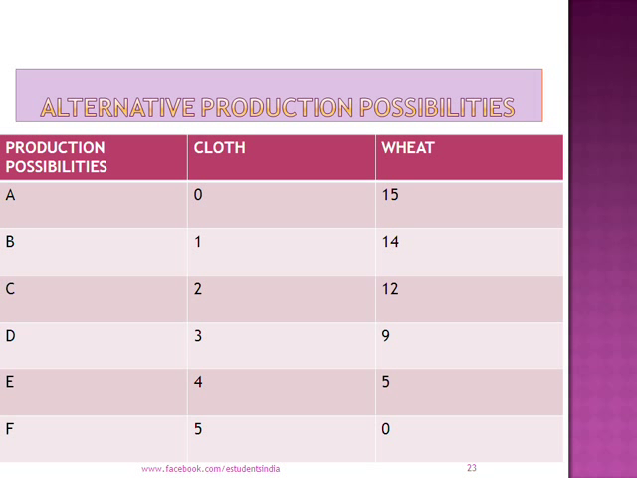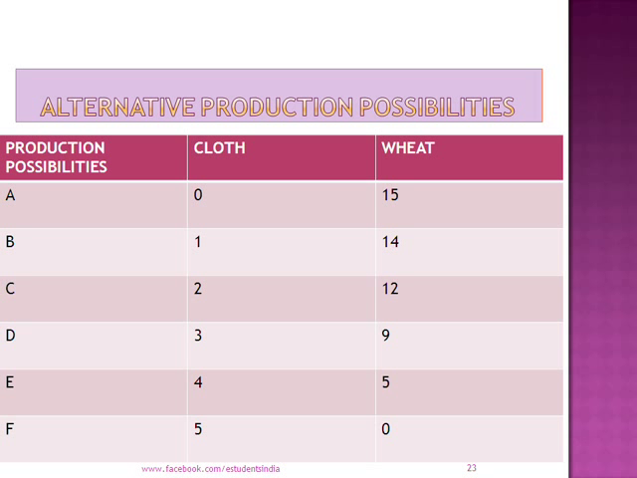We have constructed the following table showing various production possibilities between cloth and wheat. Alternative production possibilities. Production possibilities A, B, C, D, E, F. Cloth 0, 1, 2, 3, 4, 5. Wheat 15, 14, 12, 9, 5, 0.